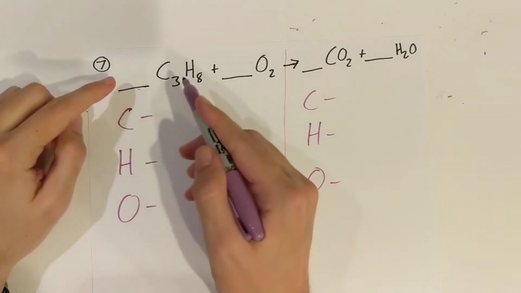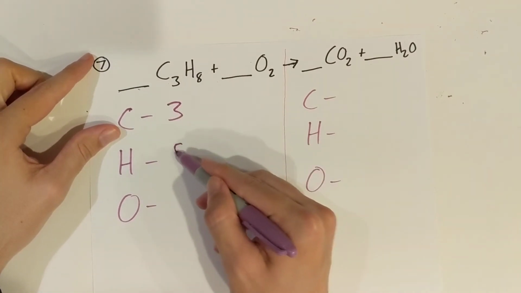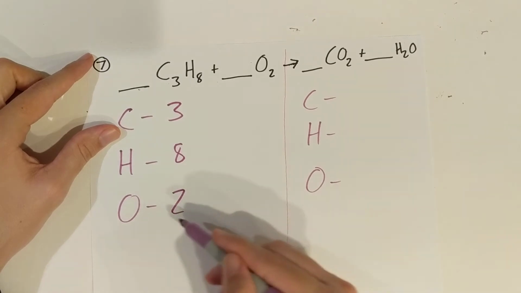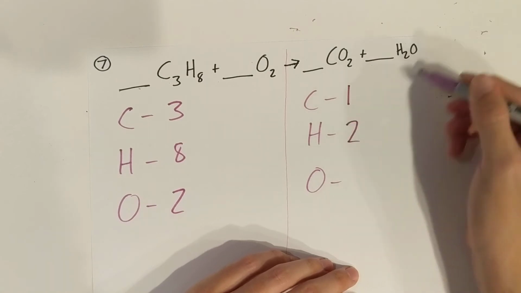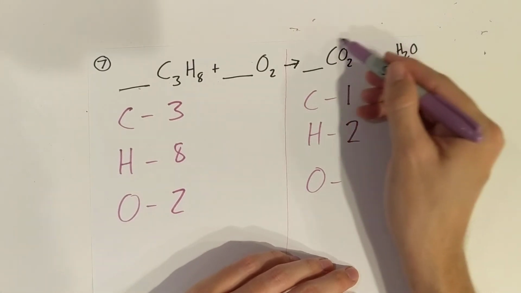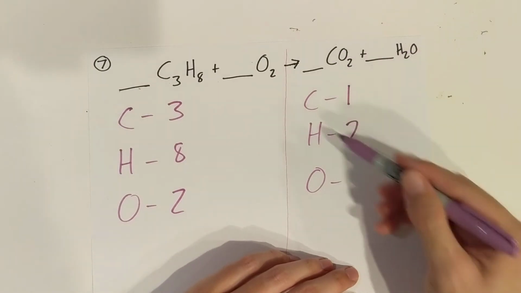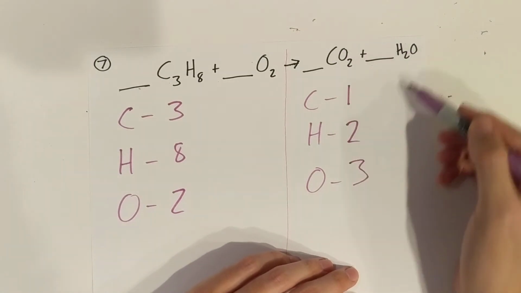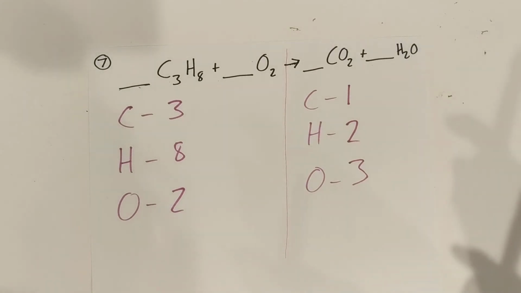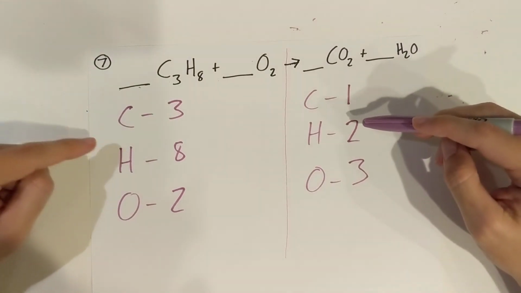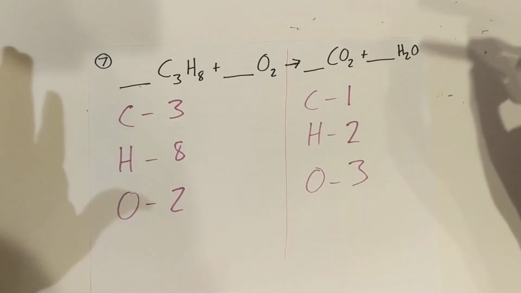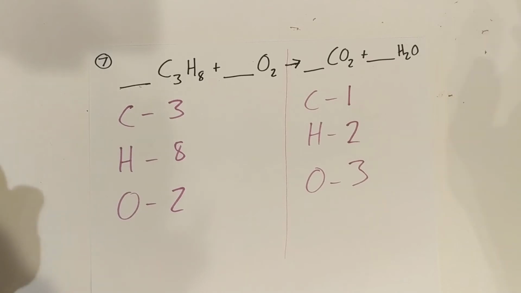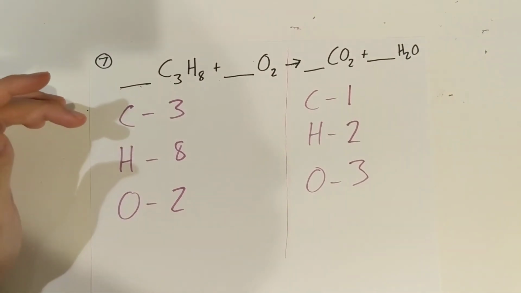So as far as carbon goes, we got 3. We got 8 hydrogen, 2 oxygen. On this side, we only got 1 carbon, 2 hydrogen, and 3 oxygen. So you got to make sure you count the oxygen in all your molecules here. So 2 from carbon dioxide, 1 from the water. Now we got to make sure things balance out. It's probably easiest to always do oxygen and hydrogen last, because those are usually the most abundant in a lot of the molecules. So we're going to stick with doing carbon first.